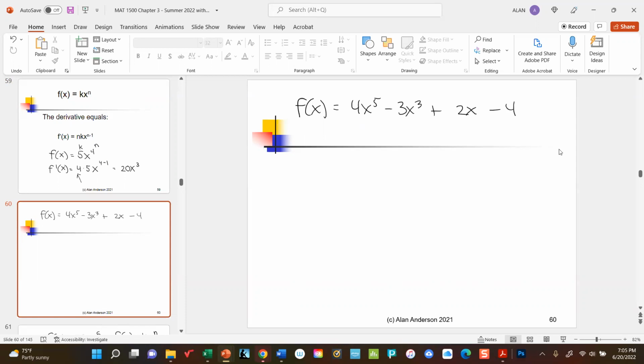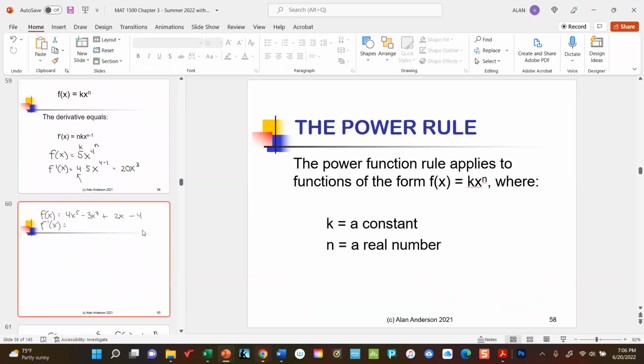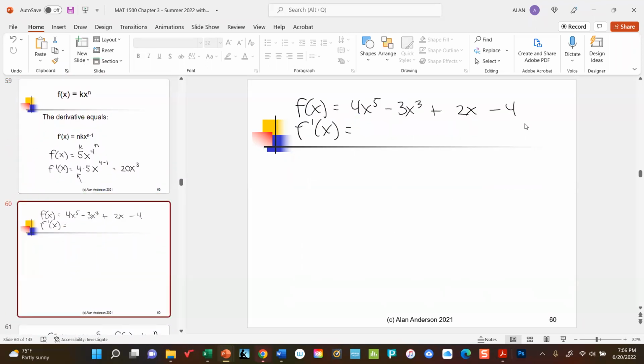So this is a polynomial of order 5. The order simply means that the highest exponent is 5. So what if I need to know the derivative? Well, each of these first 3 terms can be evaluated with the power rule. The last term we can evaluate with the constant rule. So how would that work?